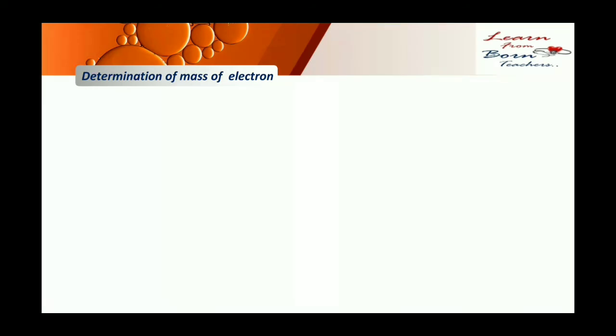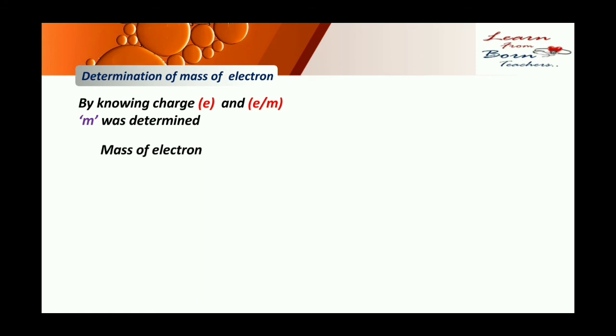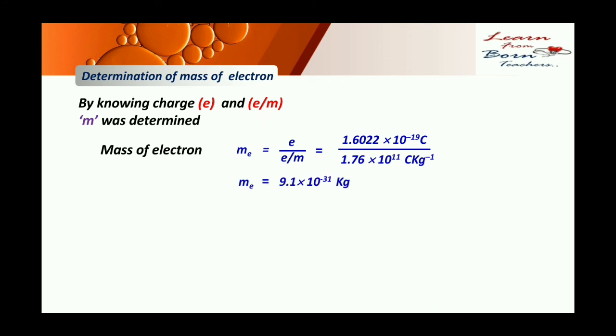Determination of the mass of the electron. We have found the charge by mass ratio by J.J. Thomson's method, and by R.A. Millikan's oil drop experiment we got the charge of the electron as well. So from these values we can find the mass of the electron. Mass of electron is equal to charge divided by the charge by mass ratio, that is 1.6022 × 10^-19 coulomb divided by 1.76 × 10^11 coulomb per kilogram. So we get the mass of the electron as 9.1 × 10^-31 kilogram.